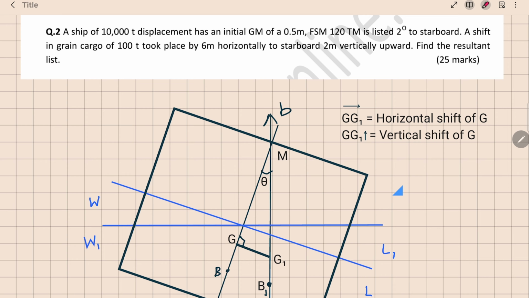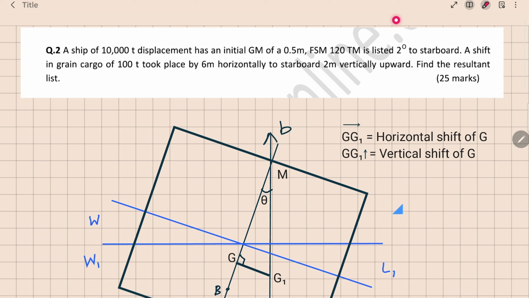As you can see in this question, the ship is already listed to 2 degrees to starboard, and then onwards, another shift of cargo took place. So initially, she was listed 2 degrees to starboard, then cargo also shifted horizontally to starboard. So the list will increase.